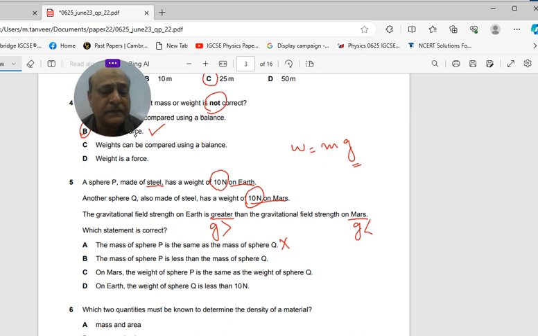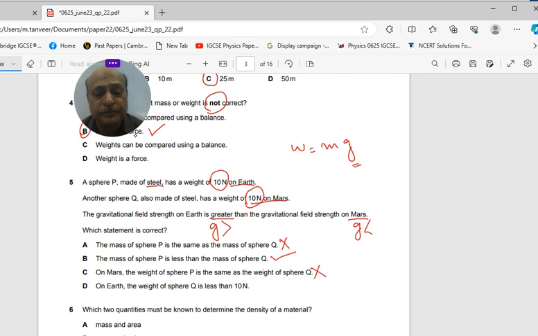Second is mass of sphere P is less than mass of sphere Q. Sphere P, made up of steel, has a weight on Earth. P is placed on Earth. So mass of sphere P is less than mass of sphere Q, which is placed on Mars. Okay. On Mars, the weight of sphere is same.